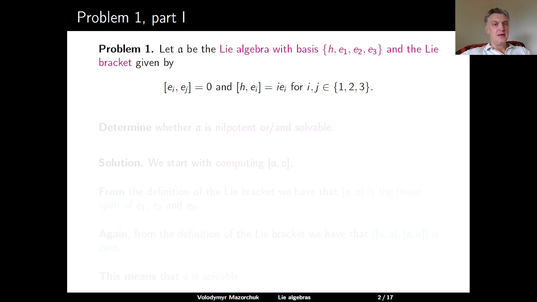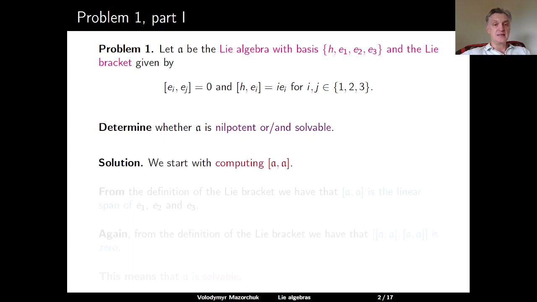Problem 1. Let A be the Lie algebra with basis H, E1, E2, and E3, and the Lie bracket given as follows. The bracket of any Ei with any Ej is 0, and the bracket of H with Ei is equal to i·Ei. Here, any i and any j are from 1, 2, and 3. Determine whether A is nilpotent and solvable.